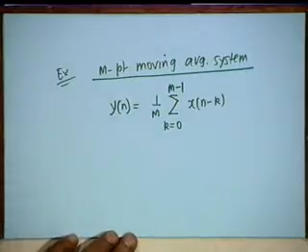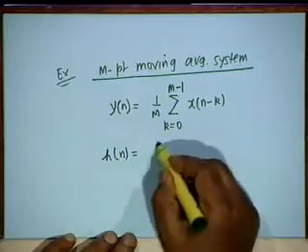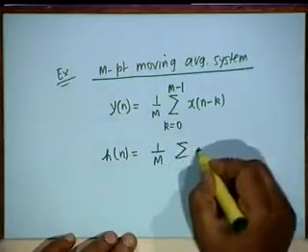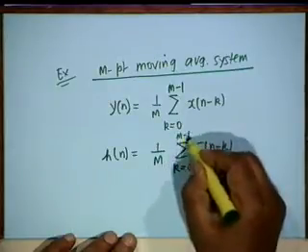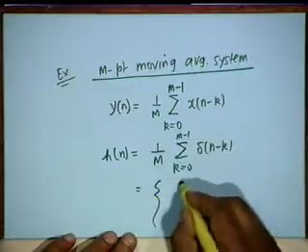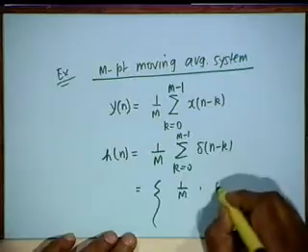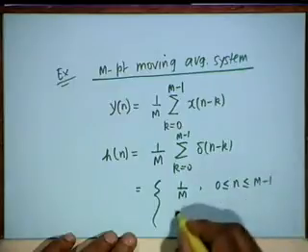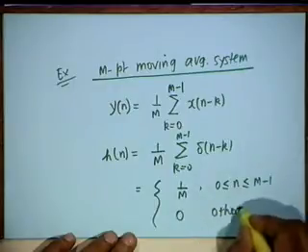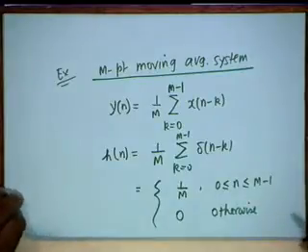What kind of a system is this? Is it FIR or IIR? FIR, because h of n is nothing but 1 by M summation delta n minus k, k equal to 0 to M minus 1, which I can write as 1 by M for n between 0 and M minus 1, and it is 0 otherwise. So, it is indeed an FIR system, and its frequency response.